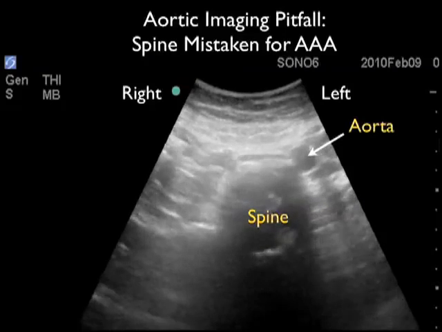However, we note that there's pulsatile structures anterior to the spine. We see the aorta to the left and the IVC towards the patient's right side. We could also use color power Doppler to differentiate the vascular structures of the aorta and IVC versus the spine.